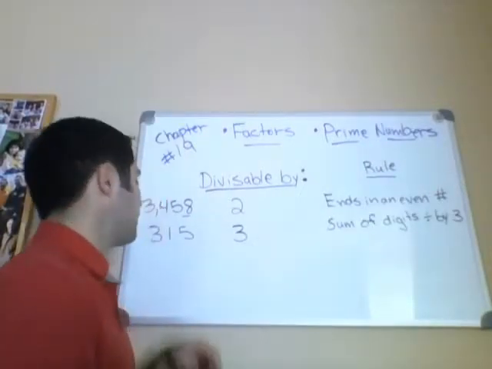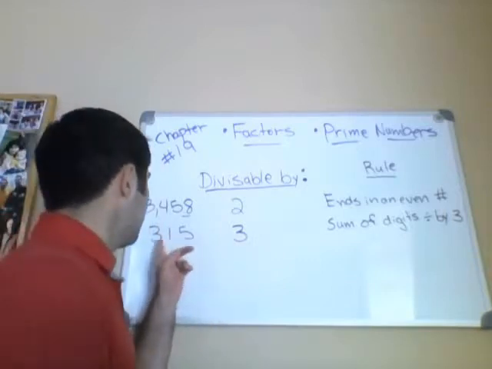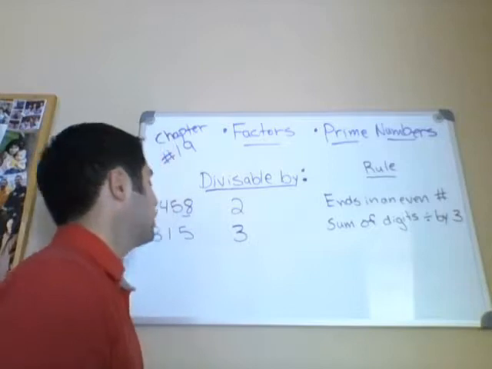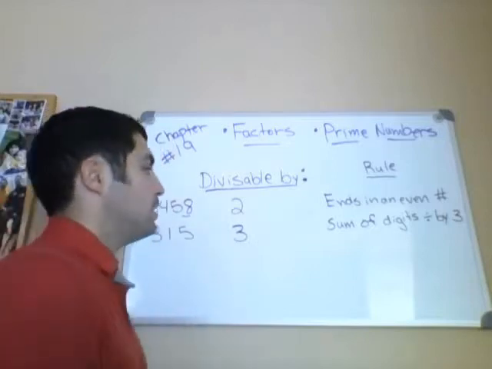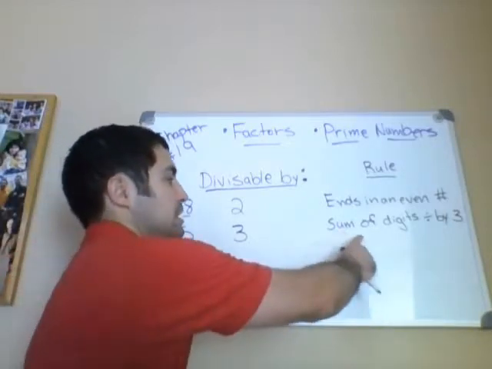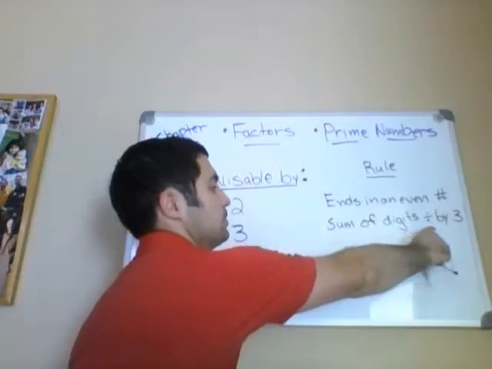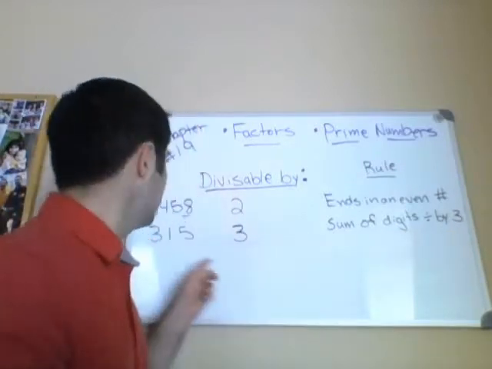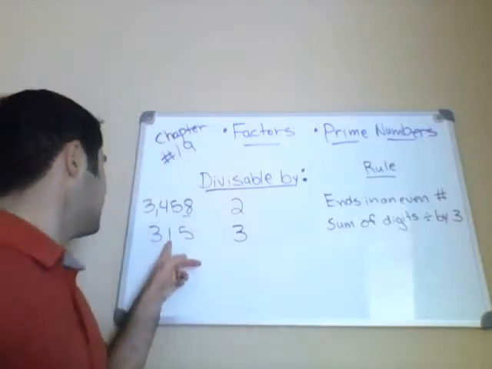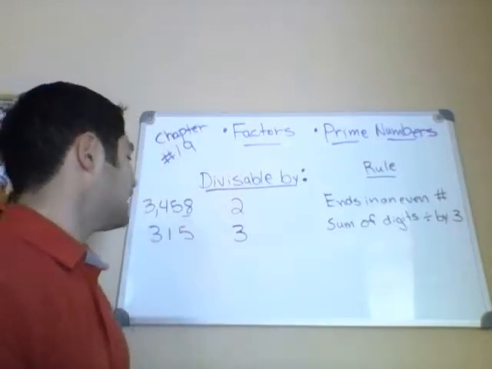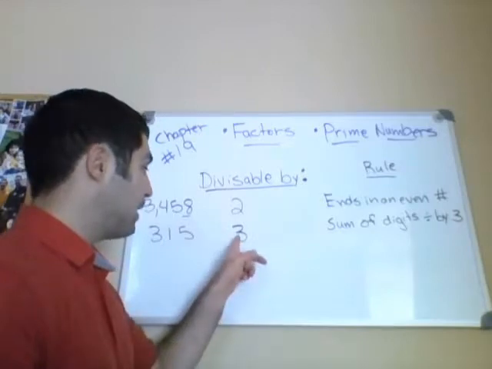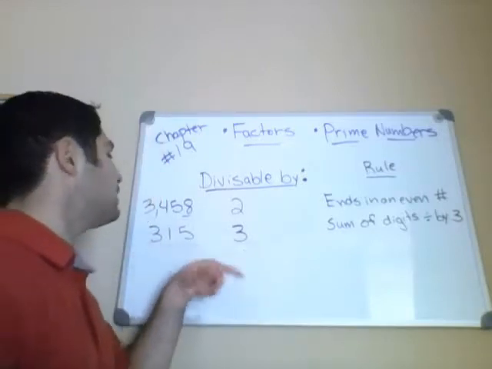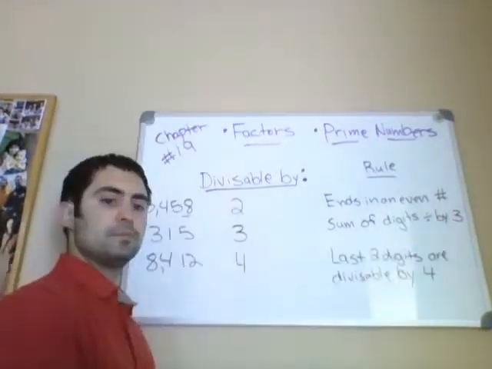Alright, let's determine if a number is divisible by 3 or not. 315, can you divide it by 3 and get an even number? Well, the way you determine that quickly, a little rule, is the sum of the digits is divisible by 3. So sum means add. So we're going to take 3 plus 1 is 4 plus 5 is 9. Is 9 divisible by 3? The answer is yes. Therefore, 315 is also divisible by 3.